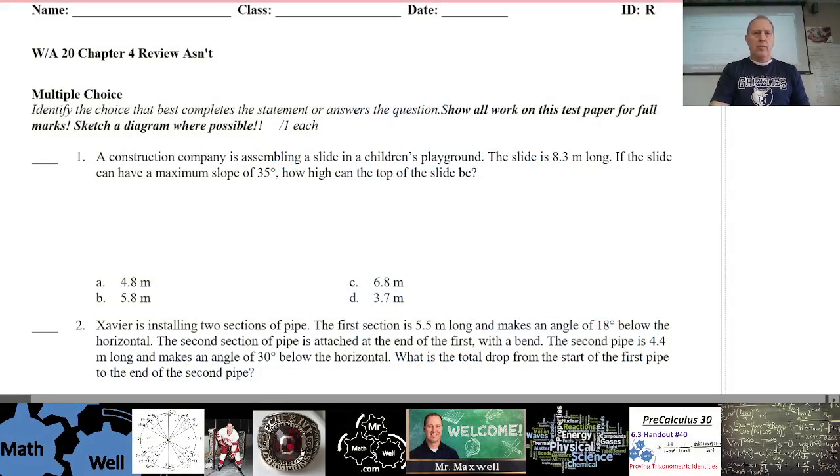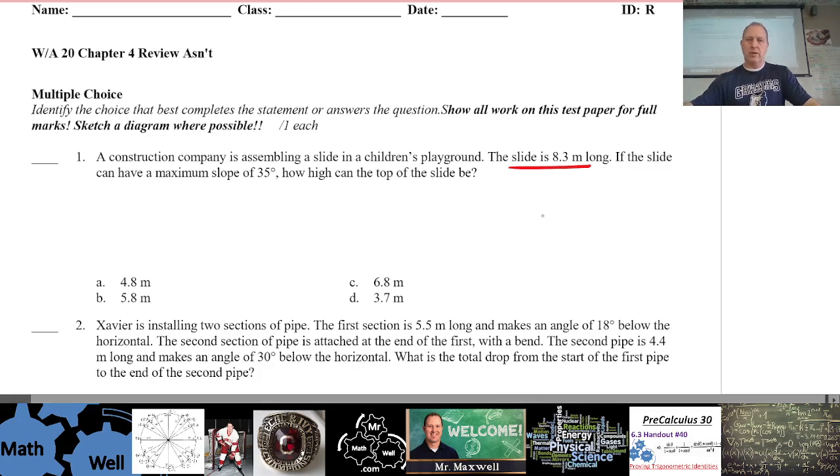All right, so chapter 4 review. Question number 1 says, a construction company is assembling a slide in a children's playground. The slide is 8.3 meters long. If the slide can have a maximum slope of 35 degrees, how high can the top of the slide be? So the slide itself is 8.3 meters long.